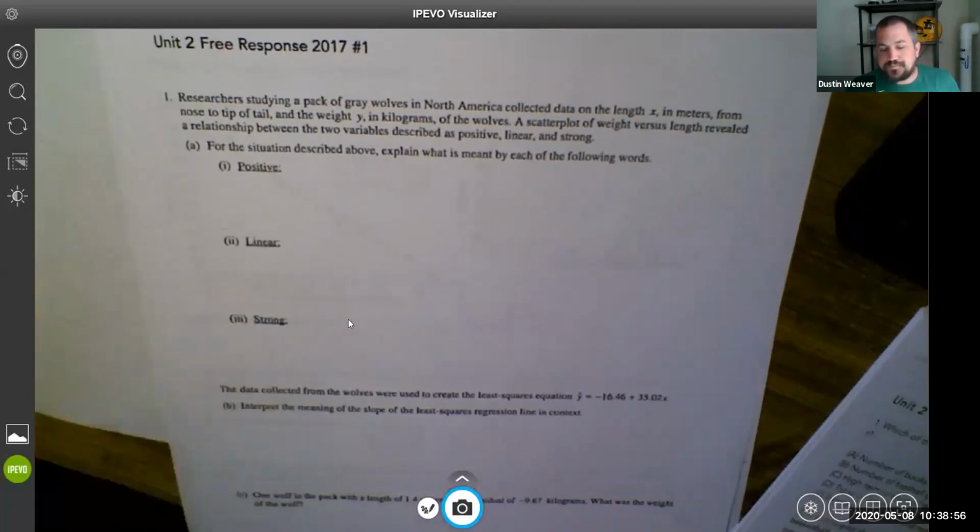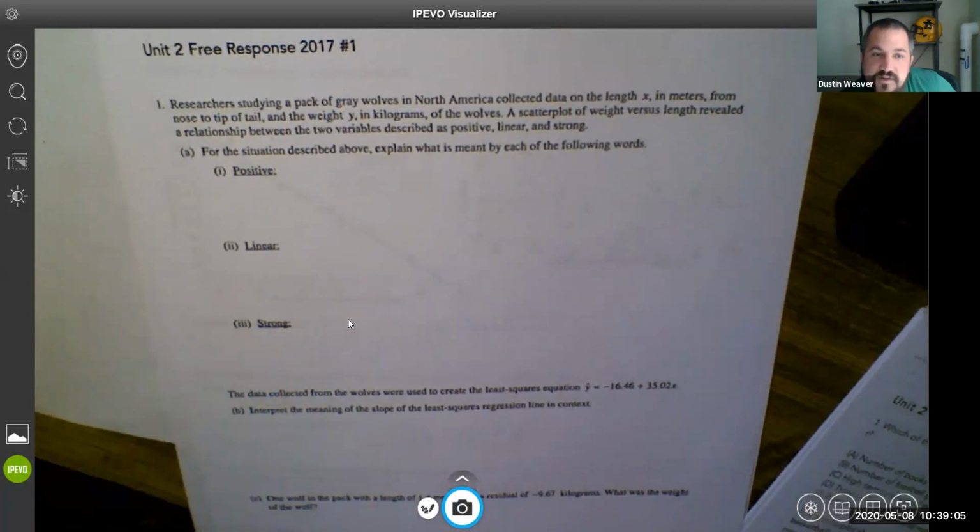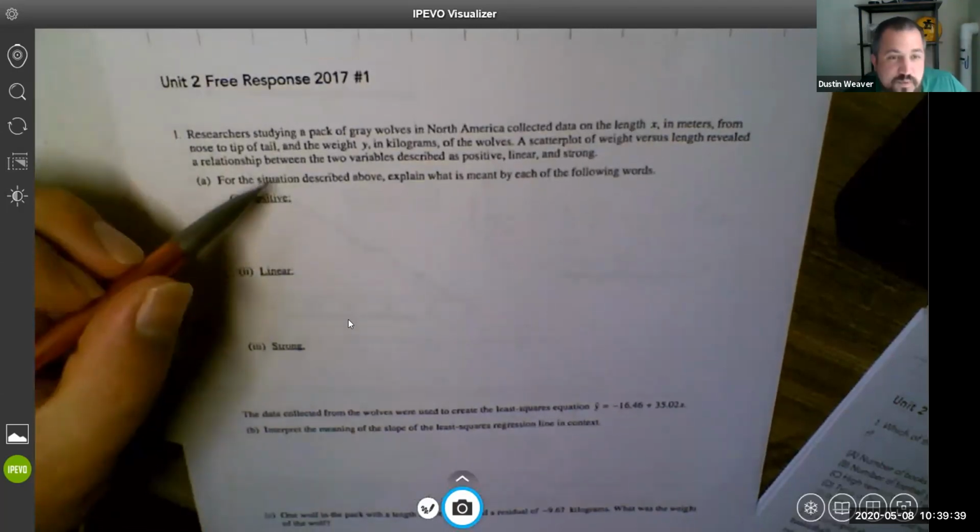So let's read the problem. Researchers studying a pack of gray wolves in North America collected data on the length X in meters from nose to tip of tail, and the weight Y in kilograms of the wolves. A scatter plot of weight versus length revealed a relationship between the two variables described as positive, linear, and strong. For the simulation described above, explain what is meant by each of the following words. So if the relationship is positive, what does that mean in this problem?